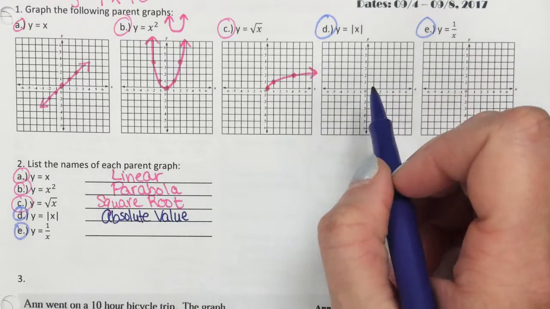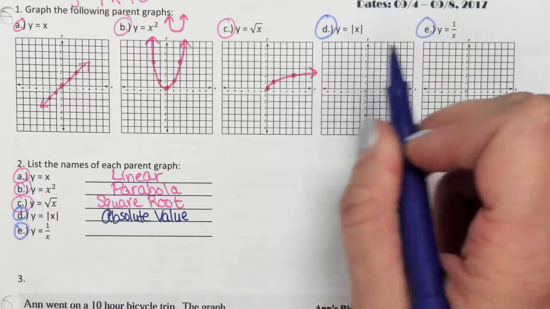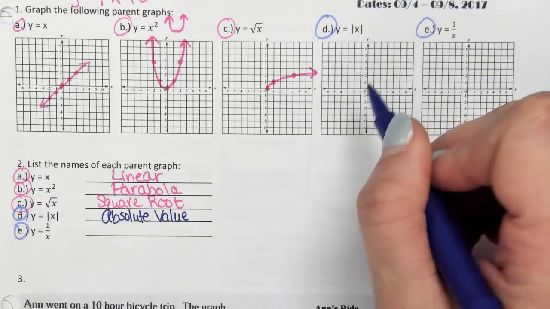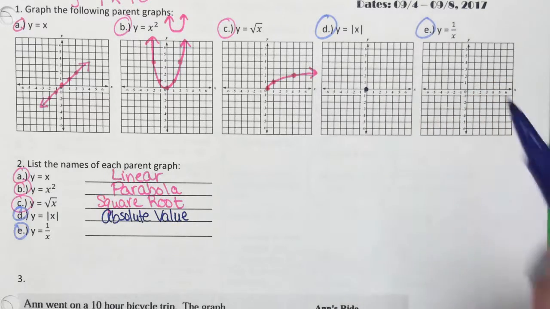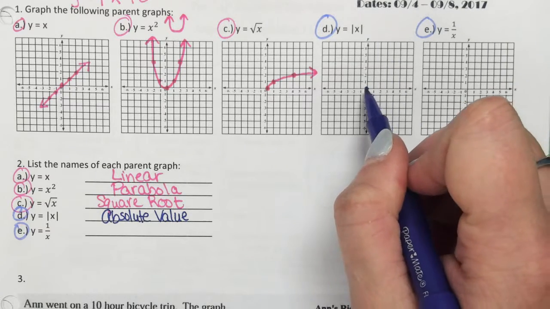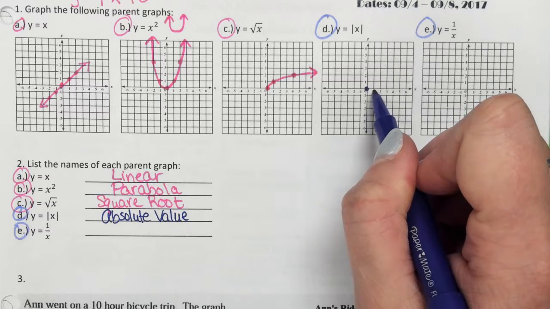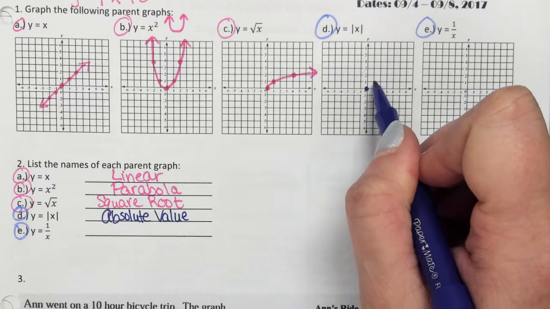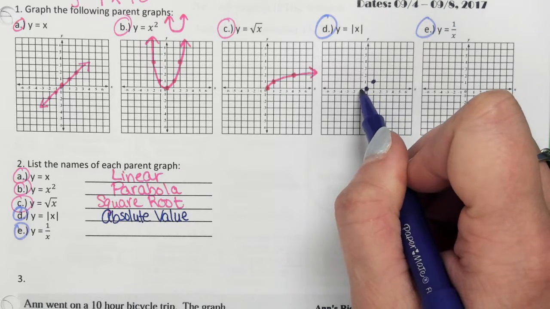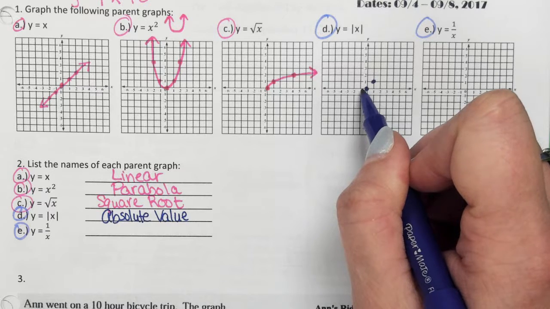So where do parent graphs start? Where do parent graphs start? On the origin. Thank you, Jackson, at the origin. All right, so what's the number after 0? 1. So write 1. What's the absolute value of 1? 1. There you go. All right, we'll go to negative 1.